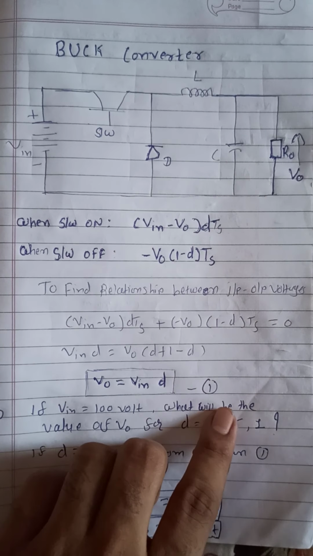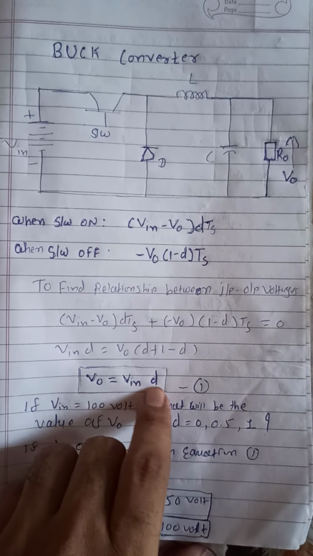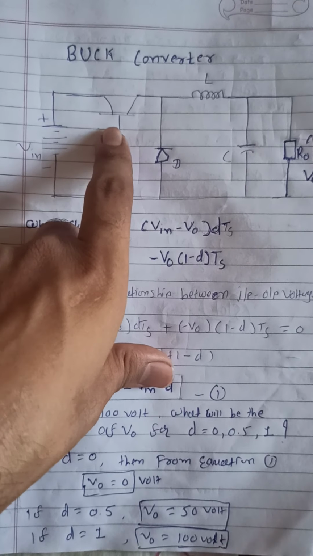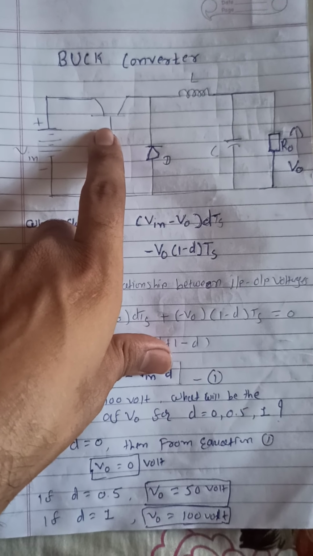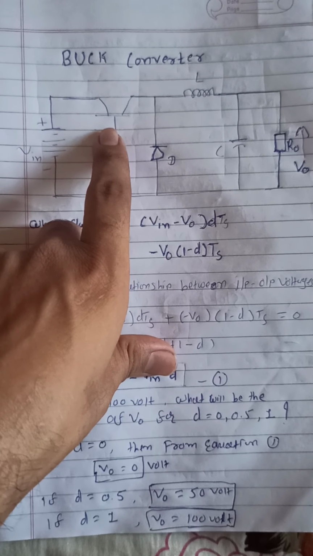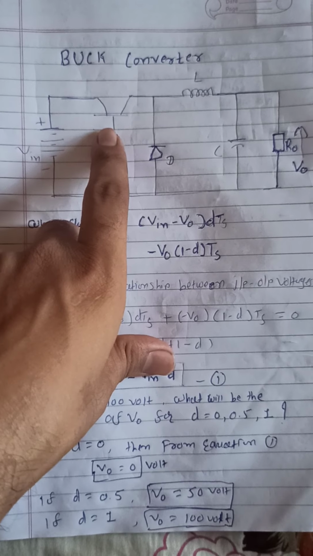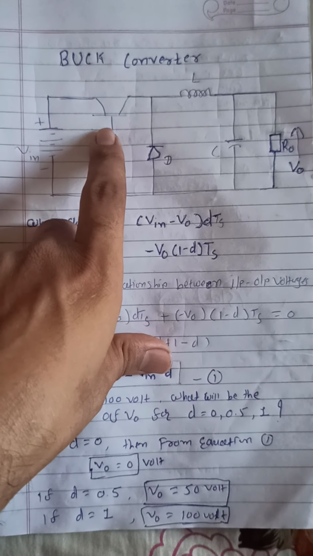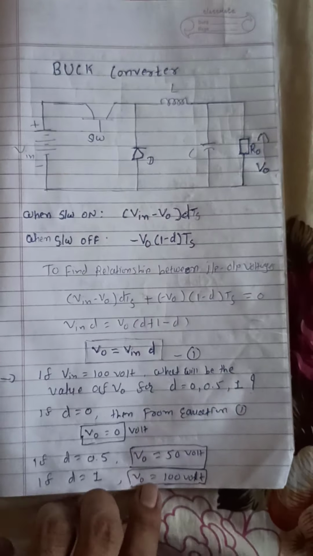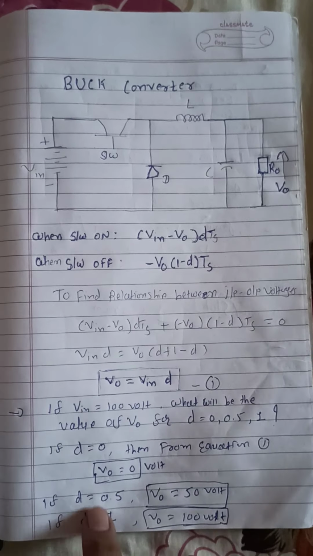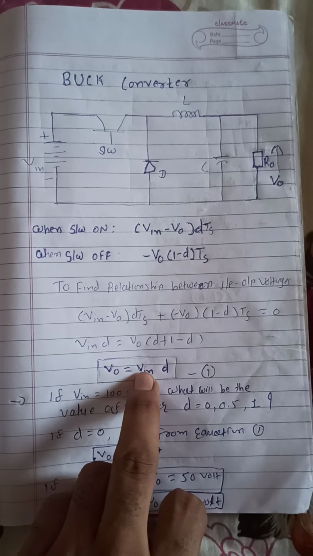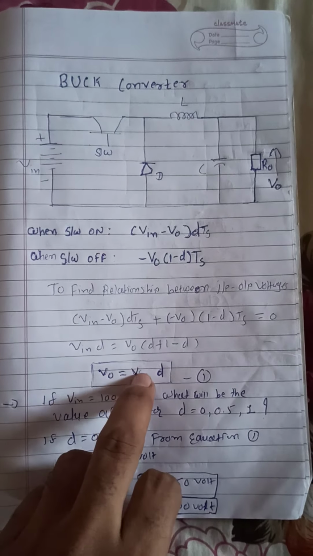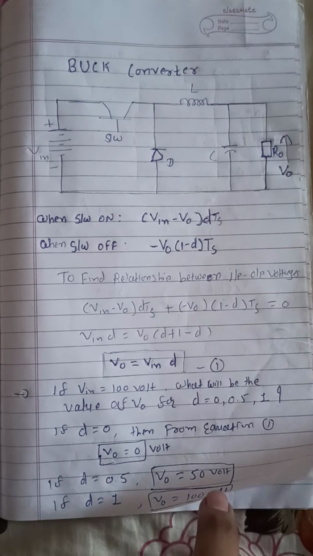Now let's say D is equal to 0.5, meaning 50%. What does it indicate? You are turning on the switch for 50% of the time period, and for the other 50% of the time the switch is off. From equation 1, the input is 100 volt, so you will get V0 equal to 50 volt. 100 into 0.5 is 50 volt.